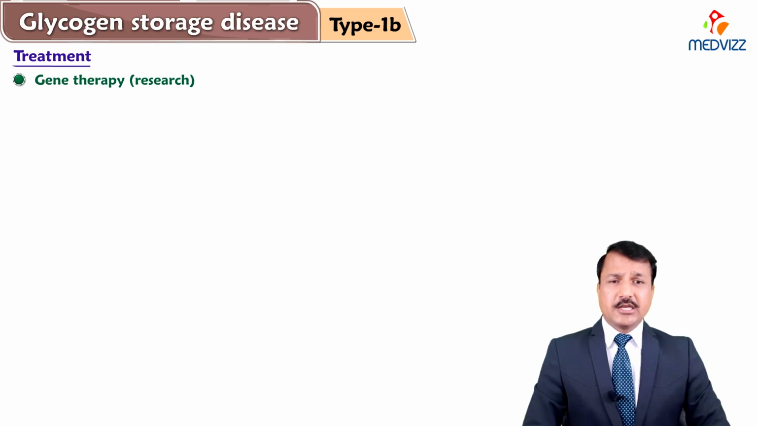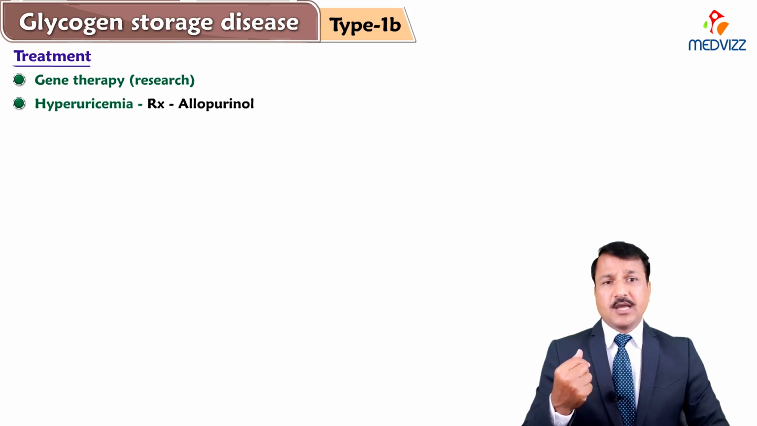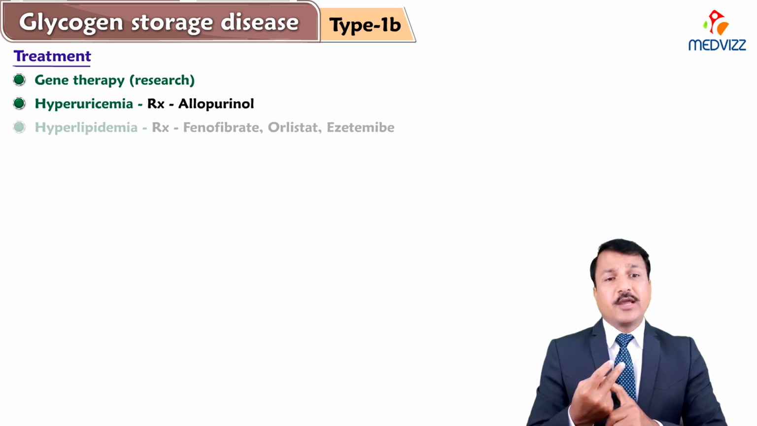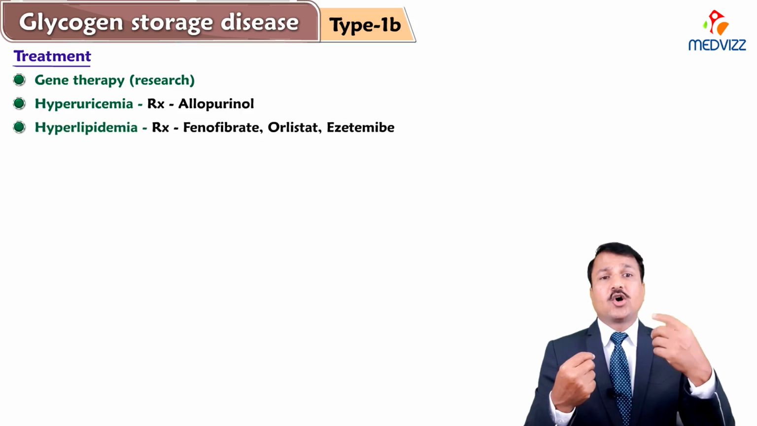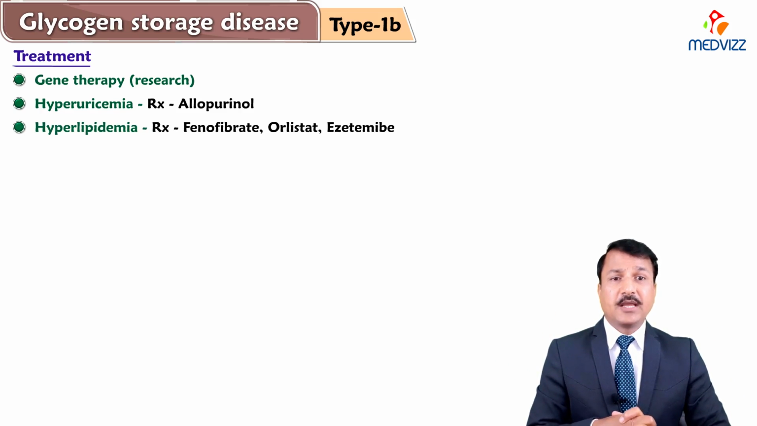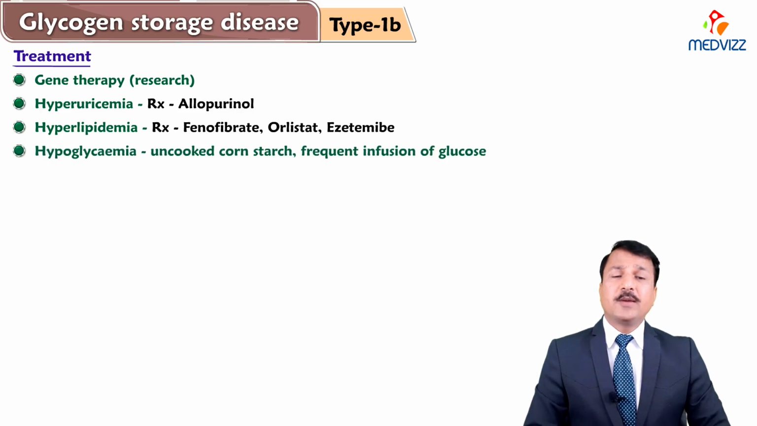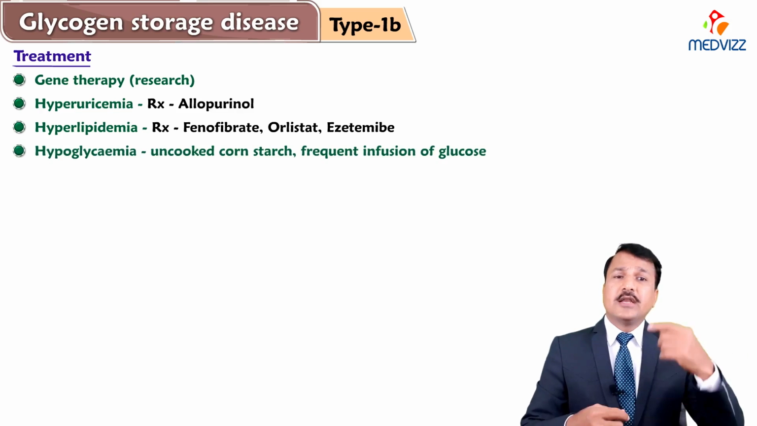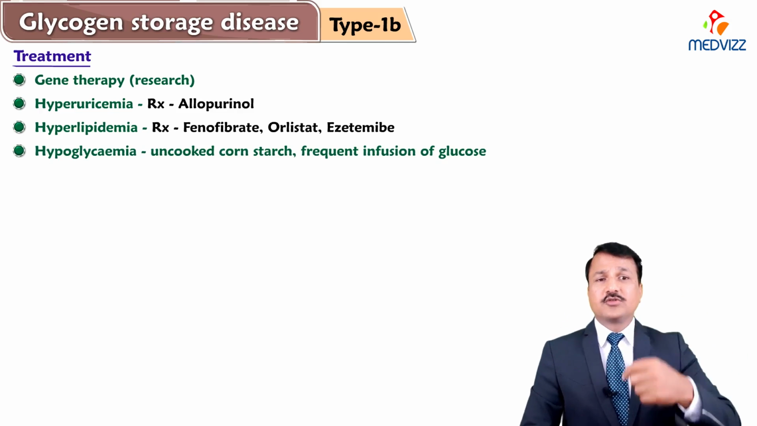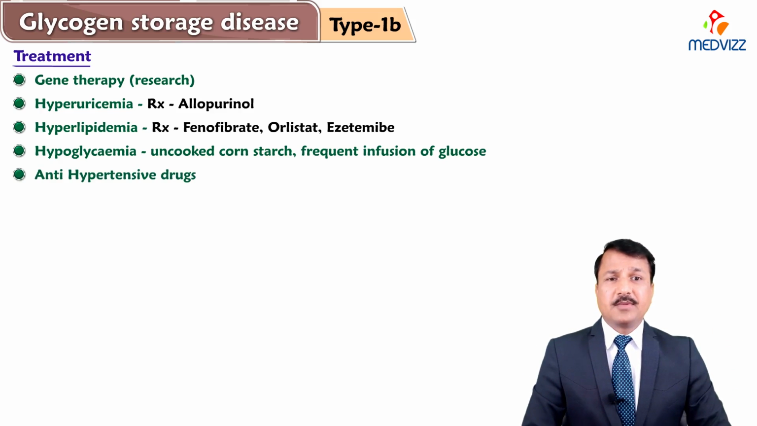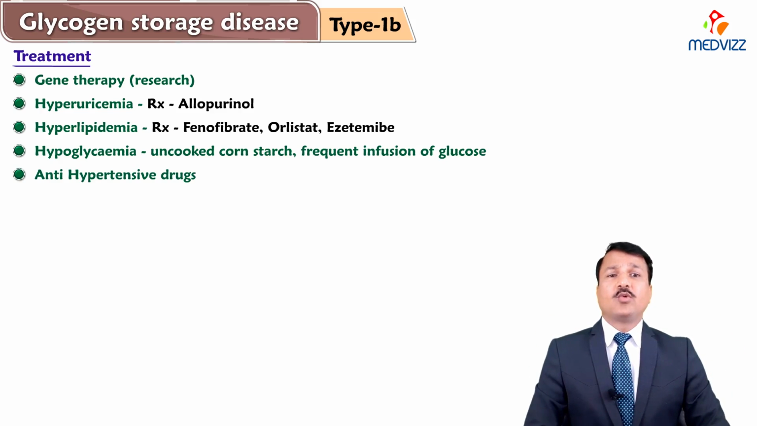Now, the symptomatic management includes taking care of hyperuricemia by giving allopurinol, which is a xanthine oxidase inhibitor, and taking care of hyperlipidemia by giving fenofibrate, orlistat, or ezetimibe. These are the drugs that are used for hyperlipidemia. And then taking care of hypoglycemia by frequent meals, or uncooked coarse starch can be given. A nasogastric tube and frequent infusion of glucose can be given just to avoid hypoglycemic seizures. And antihypertensive medication is generally given in a Von Gierke patient.